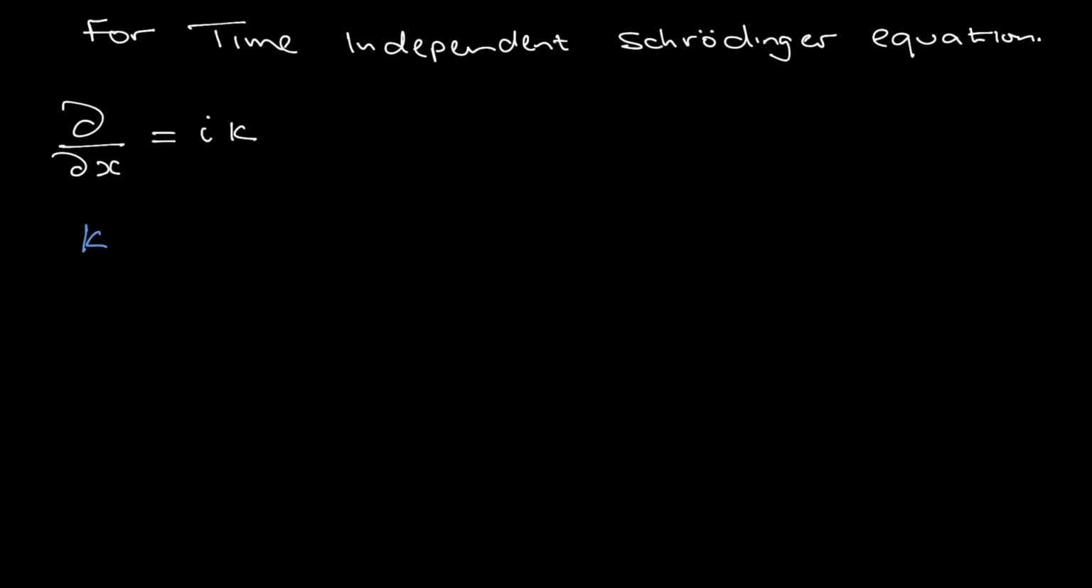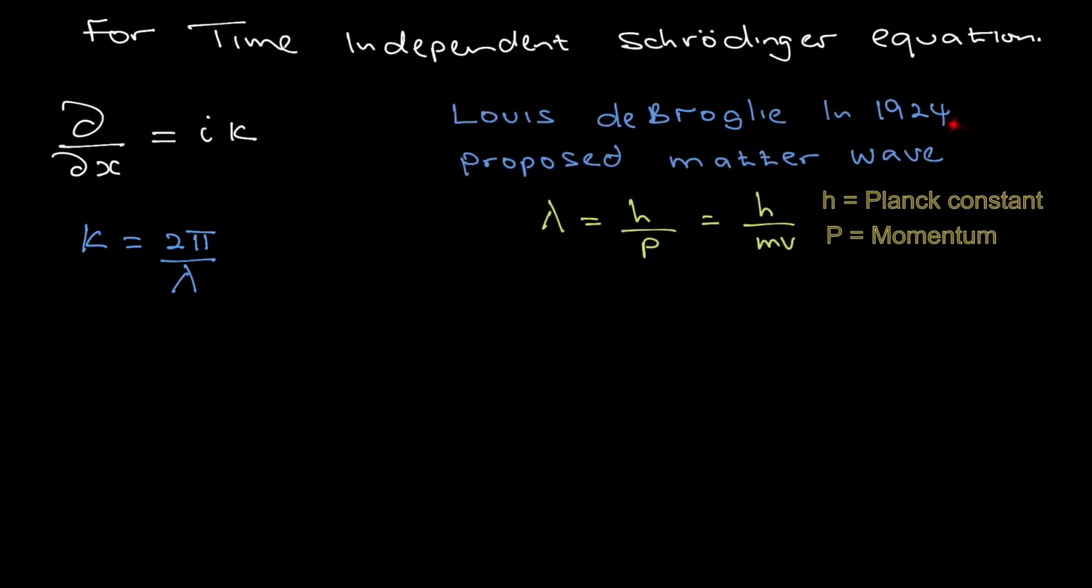But we know that k equals 2π over λ. Louis de Broglie in 1924 proposed the matter wave, that λ equals h over p. p is the momentum, h is Planck's constant, λ is the wavelength. If I replace λ here with h over p, we get k equals 2π over (h over p), and that will be equal to 2π over h times 1 over (1 over p). 1 over (1 over p) is p, and that will be equal to 2π over h times p.